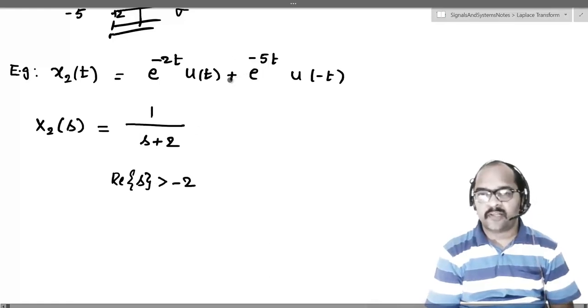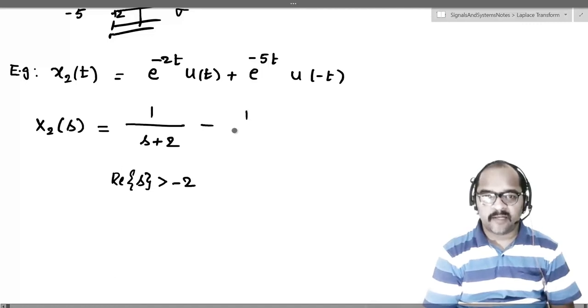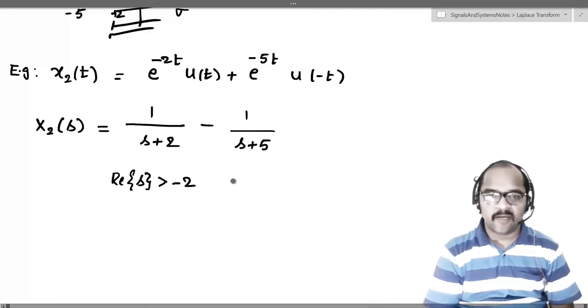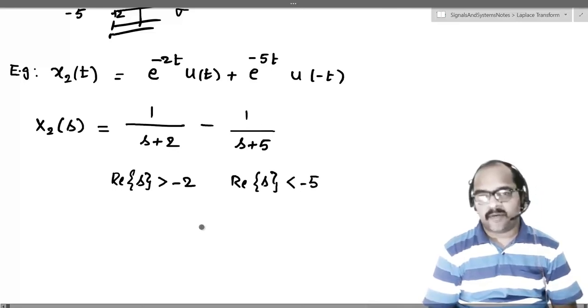So this second term looks like minus e power minus 5t u of minus t. So this should be equal to minus 1 divided by s plus 5. But what happens to the ROC for this term? That should be real part of s less than minus 5.